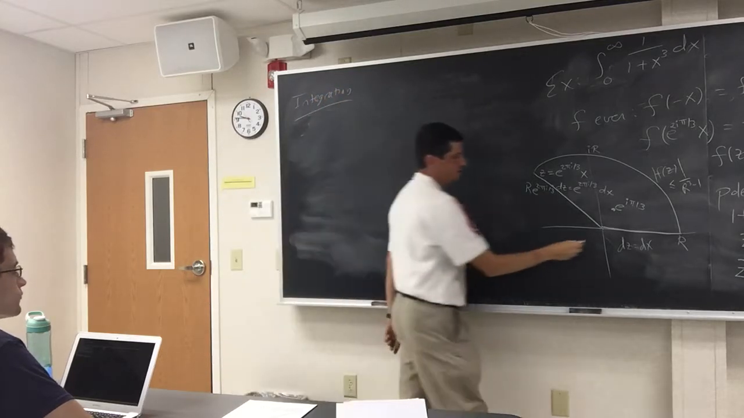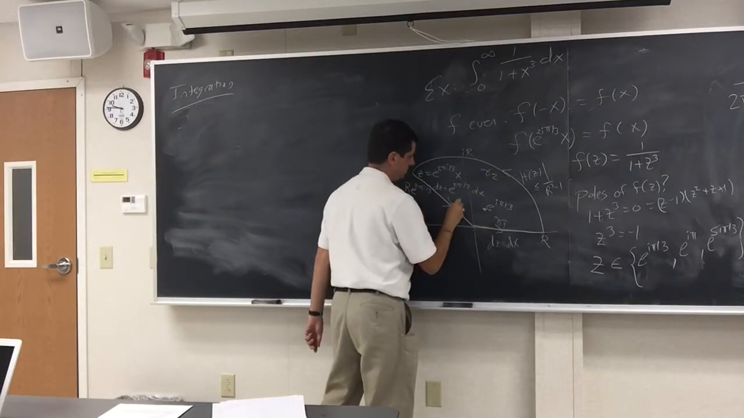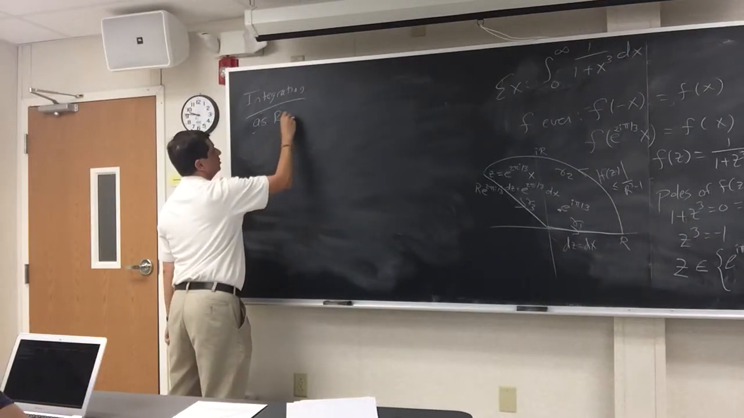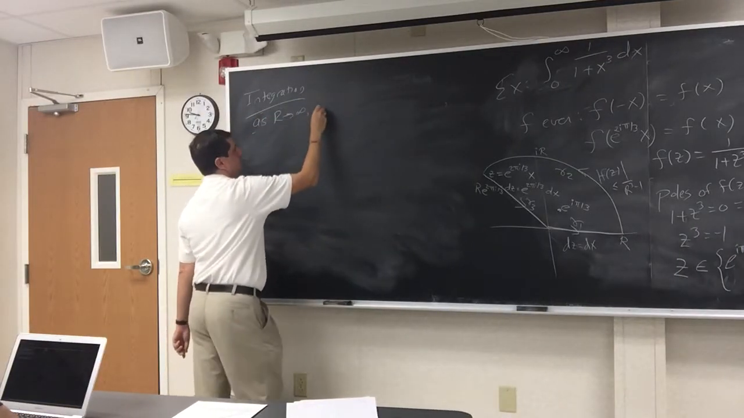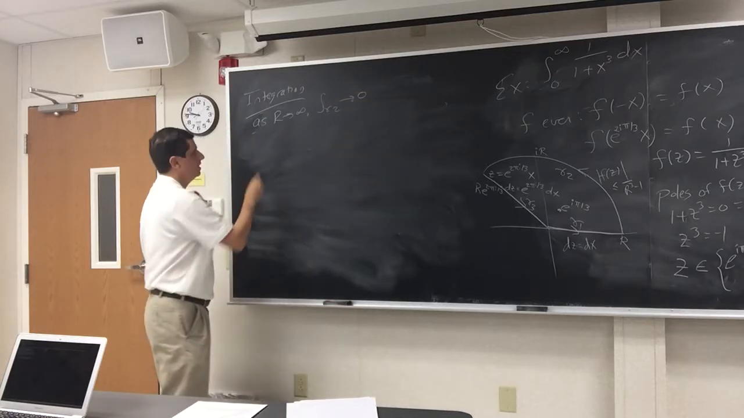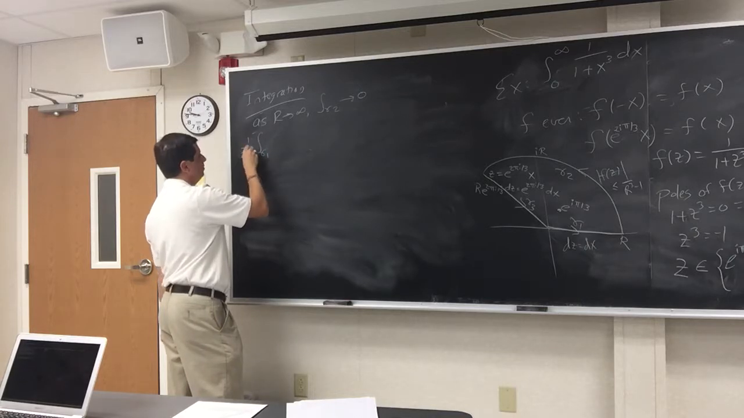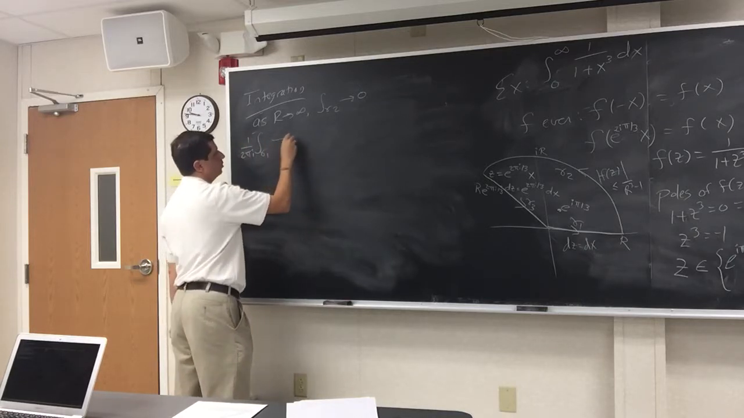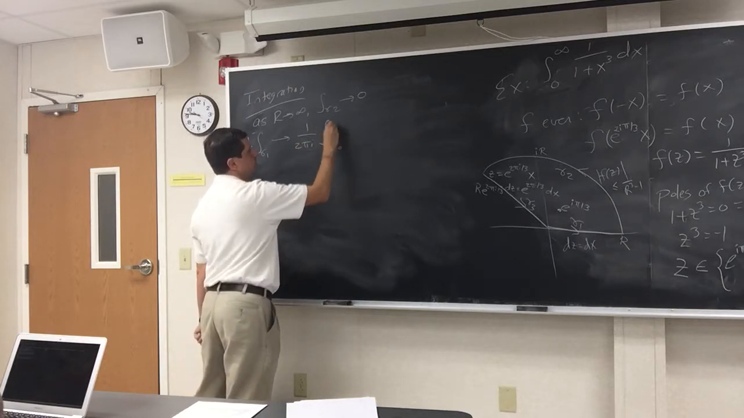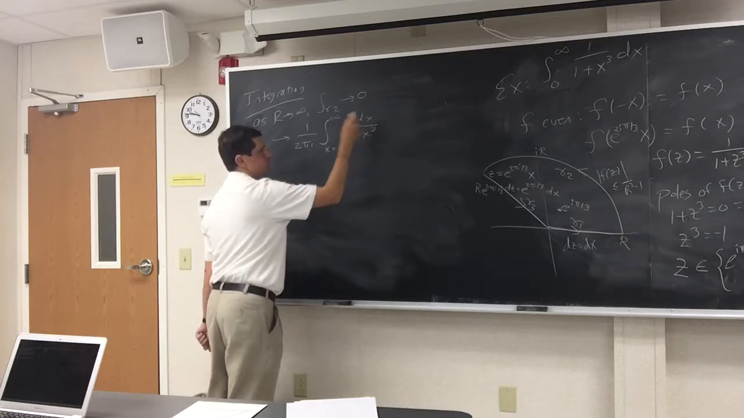So we can call this gamma 1, gamma 2, gamma 3. As r goes to infinity, the integral over gamma 2 goes to 0. We showed that. The integral over gamma 1, 1 over 2 pi i, goes to 1 over 2 pi i, integral x goes from 0 to infinity of dx over 1 plus x cubed.